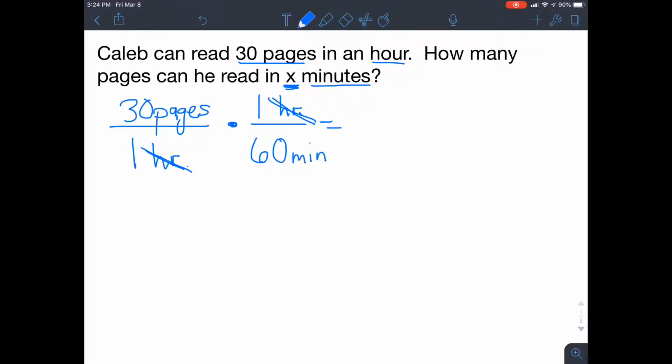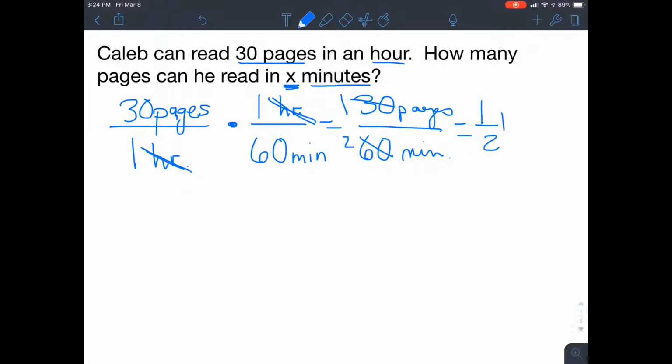So now I multiply across: 30 pages times 1 is 30 pages. And this time it's 1 times 60 minutes. So in 60 minutes, ooh, I can reduce that. I know that 30 two times is 60, so I'm going to divide this by 30. 30 divided by 30 is 1. 60 divided by 30 is 2. So look at that. I can read 1 page in 2 minutes.